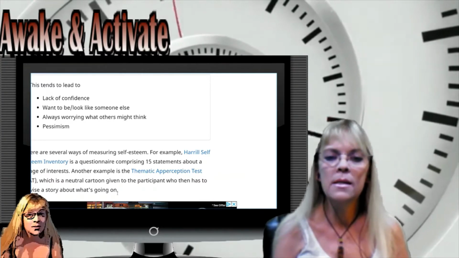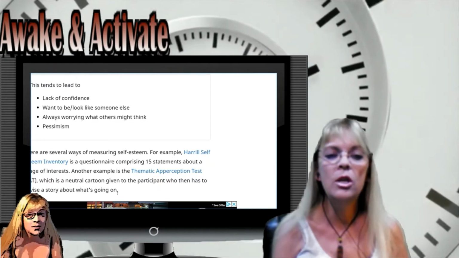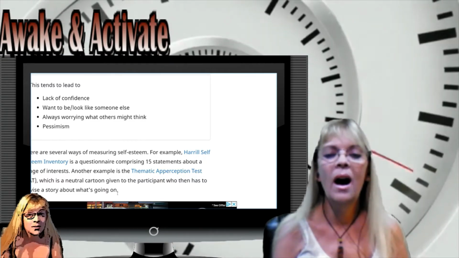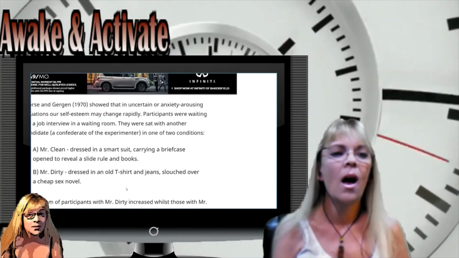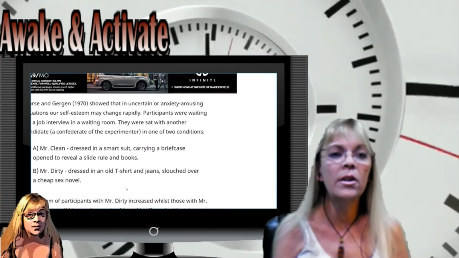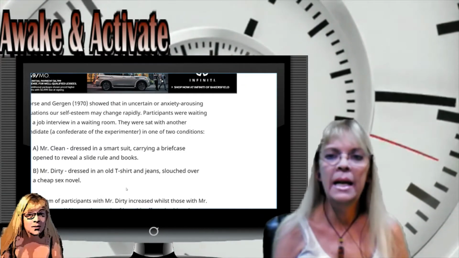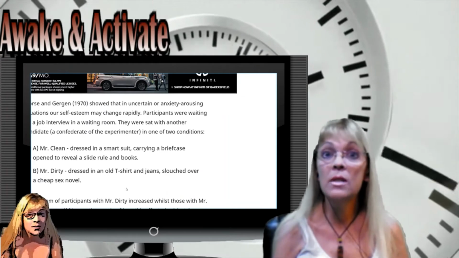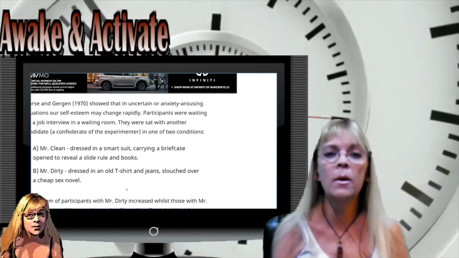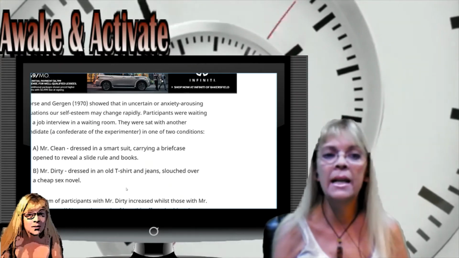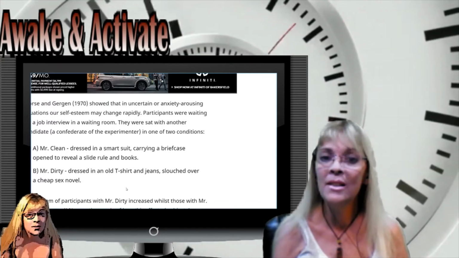Another example is the Thematic Apperception Test, the TAT, which is a neutral cartoon given to the participant, who then has to devise a story about what's going on. Morse and Gergen in 1970 showed that in uncertain or anxiety-aroused situations, our self-esteem may change rapidly. Participants were waiting for a job interview in a waiting room. They were sat with another candidate (a confederate of the experimenter).